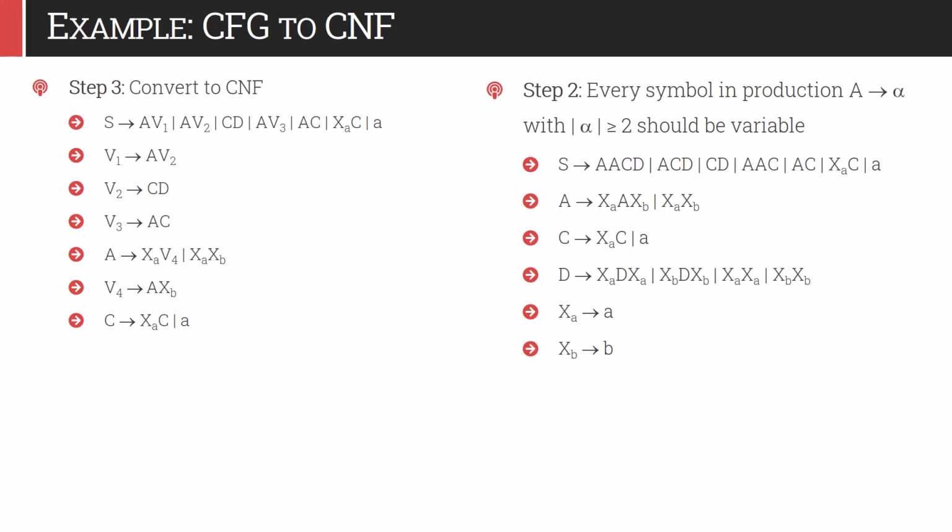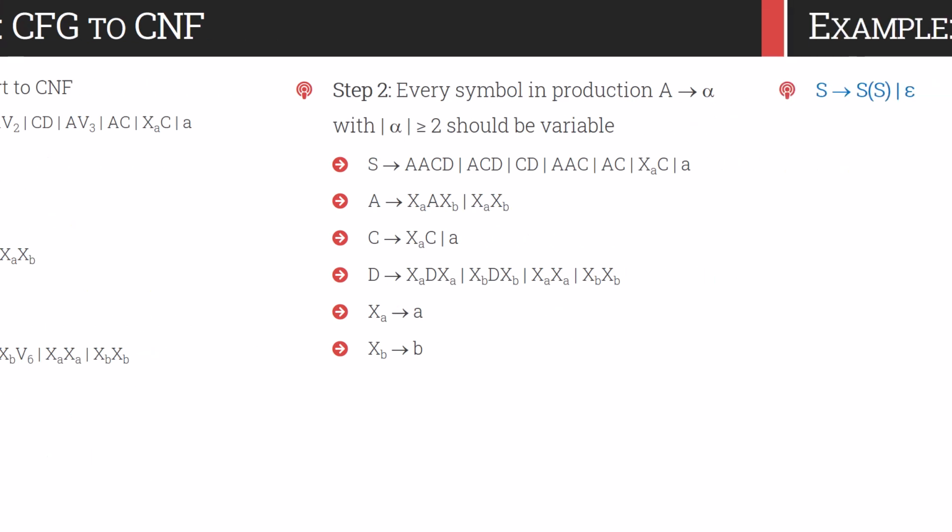The first two productions of D are not in CNF. So we will assume some variable V5 for DXA and V6 for DXB, and we will have V5 derives DXA, V6 derives DXB. And the remaining two productions, the last two, XA derives A and XB derives B, are already in CNF. So this is the Chomsky normal form of the given context-free grammar.